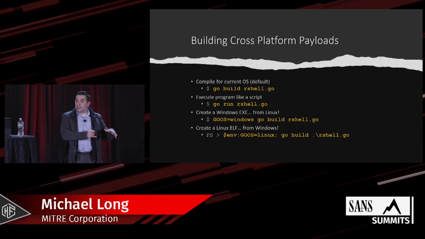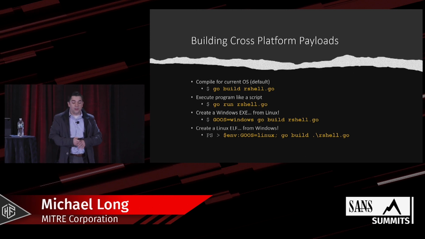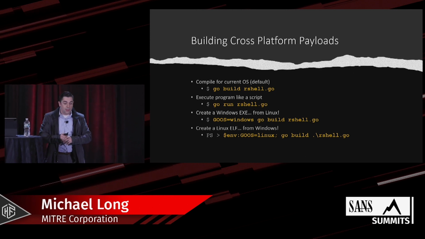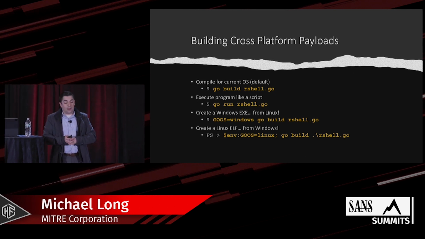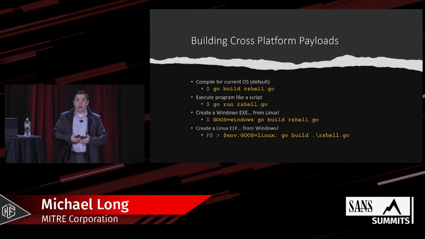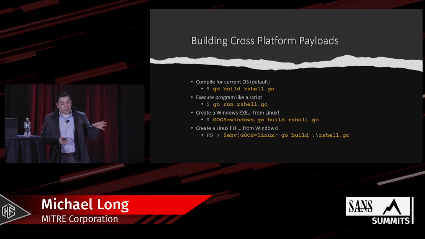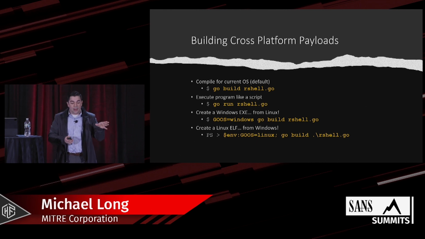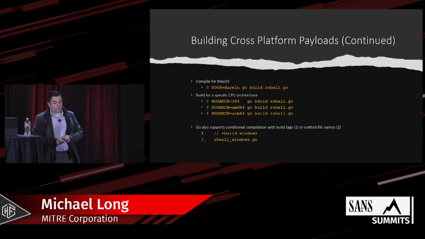So we've written this reverse shell program. Next thing we want to do is compile it. Compilation is trivial. If you just want to build for your current operating system, you do go build followed by the name of the program. Another interesting thing you can do is run it like a script: go run followed by the name of the program. It'll run like a script similar to Python, really useful for iterative testing. I also show you examples of how you could target Windows from Linux and the other way around, targeting Linux from Windows. It's just a few commands, very, very simple.